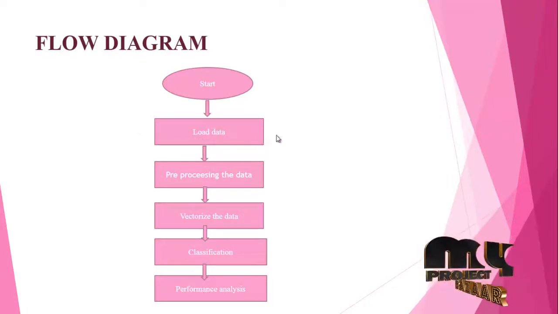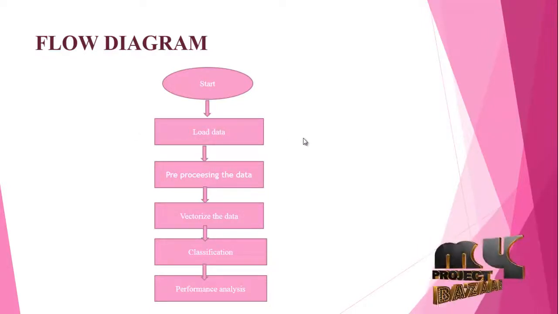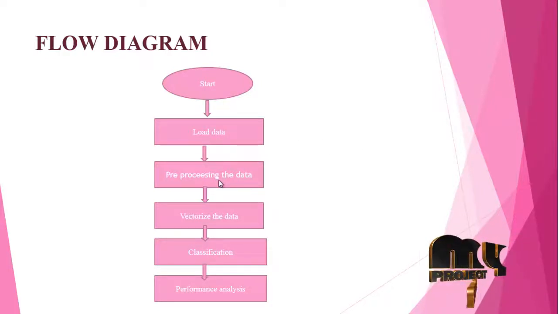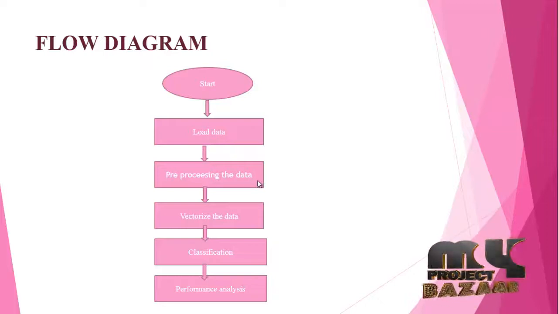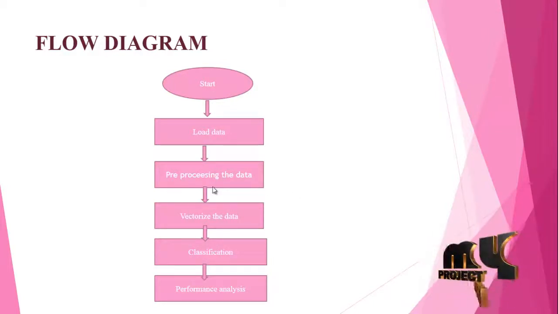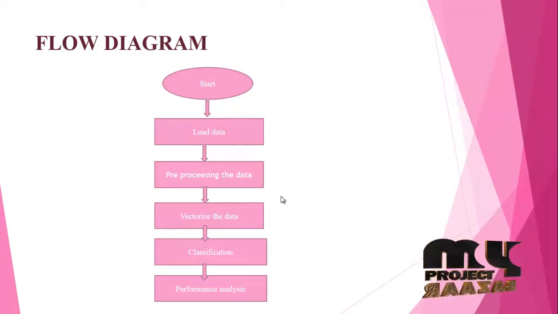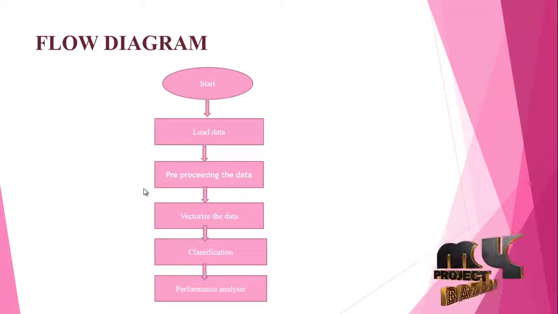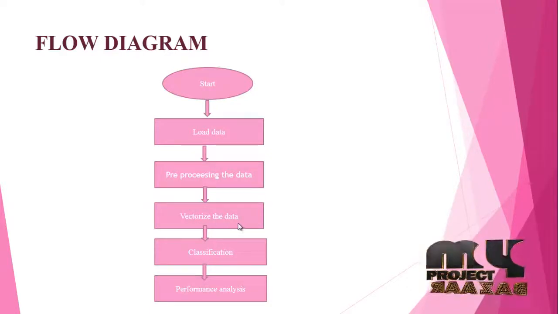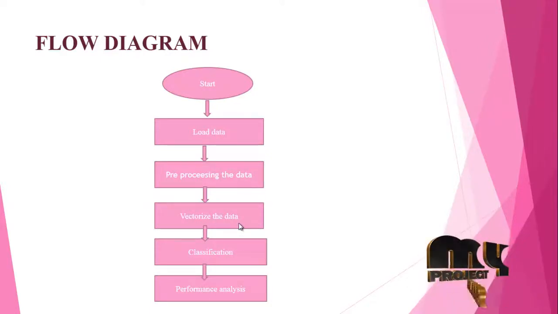Now we are going to see the flow of the process. First, load the dataset. The dataset is in the form of reviews, ratings and comments. After that we have to pre-process the data. In this step we have to find the null values and non-null values, and also display the number of null values and non-null values that occurred.